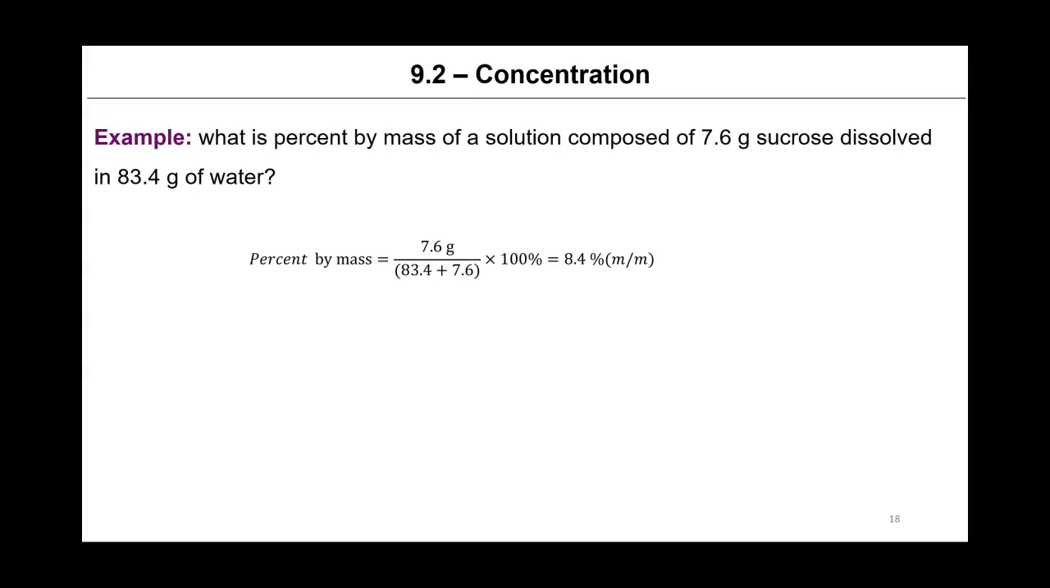Here's an example of calculating a percent by mass concentration. So it says, what is the percent by mass of a solution composed of 7.6 grams of sucrose dissolved in 83.4 grams of water? So this is the minor component, so it's the solute, and the water is the major component, so it's the solvent.